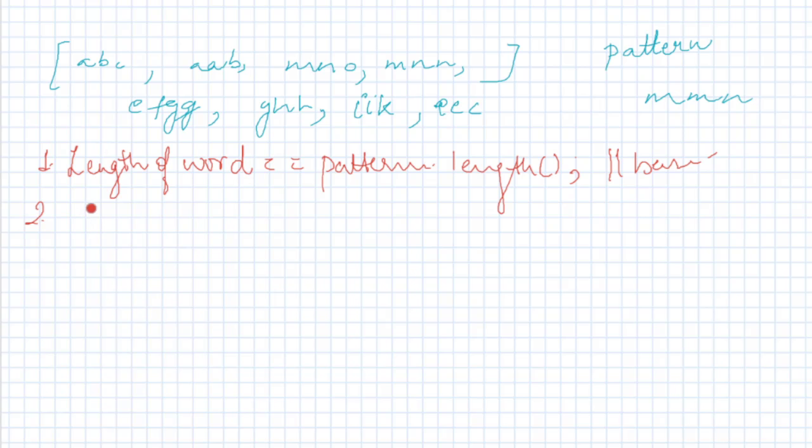But once this is followed, for mapping we can use maps, and it would totally be character mapping. Take a character map. Now check: iterate for each and every element in these words.